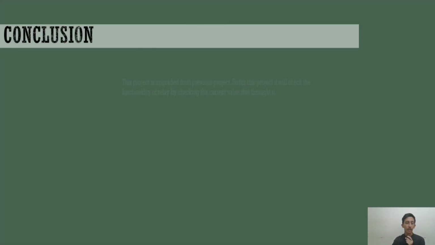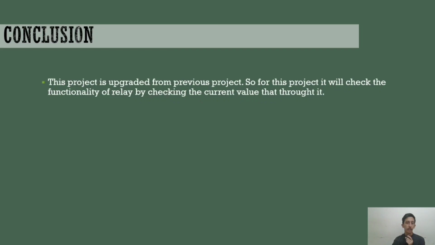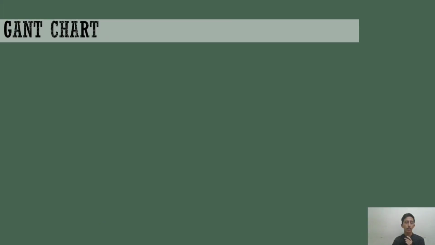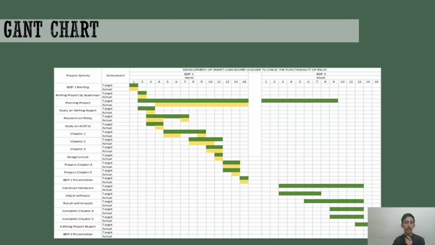For the conclusion, this project is upgraded from the previous project. It checks the functionality of relay by checking the current value, how much can pass through it. And the last thing I will present is my Gantt chart from BDP 1 until BDP 2.